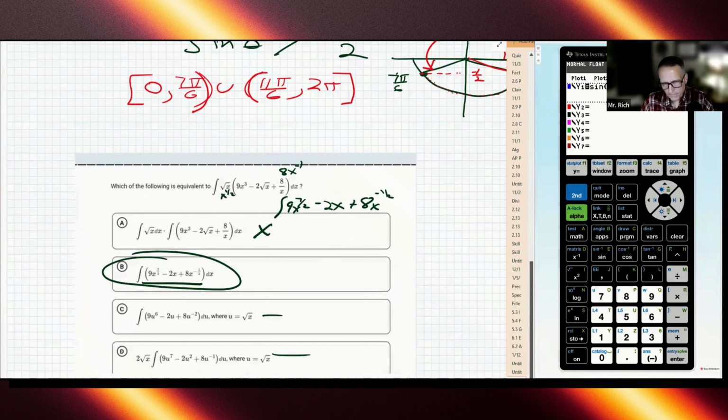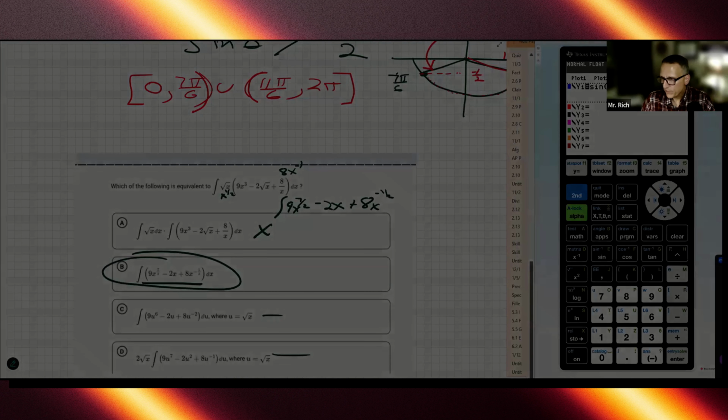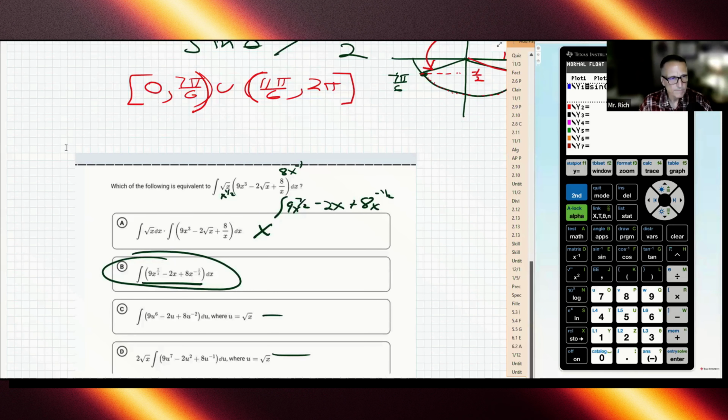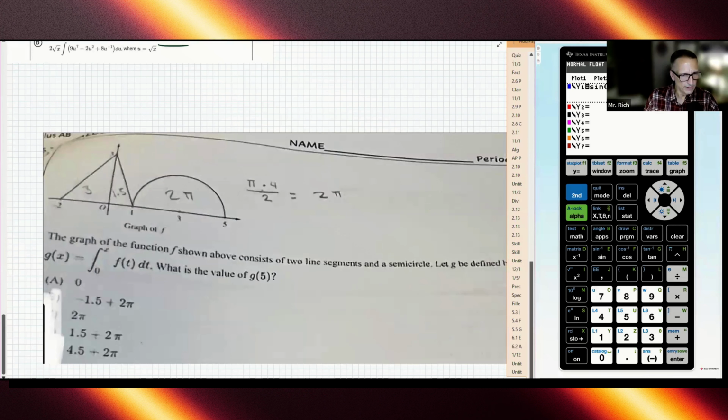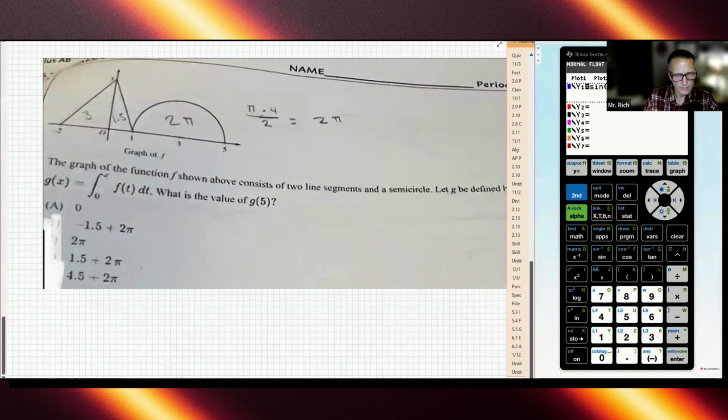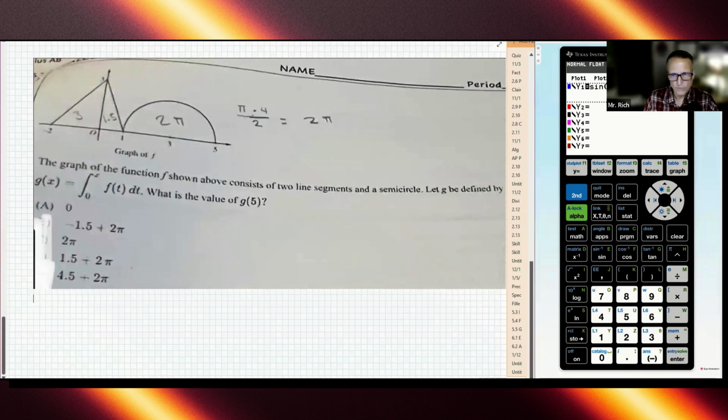Okay. Here's another calculus one. Algebra 2 or pre-calc, people, send them in. We still got time. The graph of a function f shown above consists of 2 line segments and a semicircle. Let g be defined by g of x is the integral from 0 to x of f of t dt. What's the value of g of 5? So g of 5 would be the integral from 0 to 5 of f of t dt.